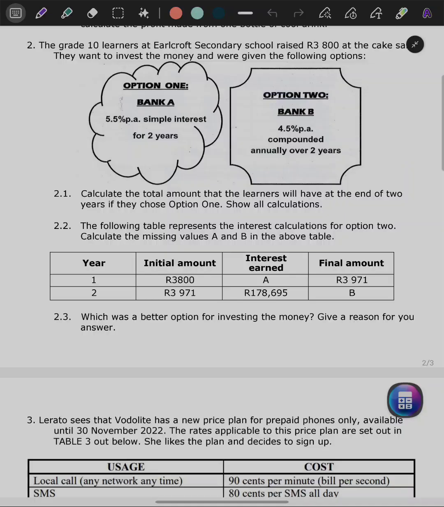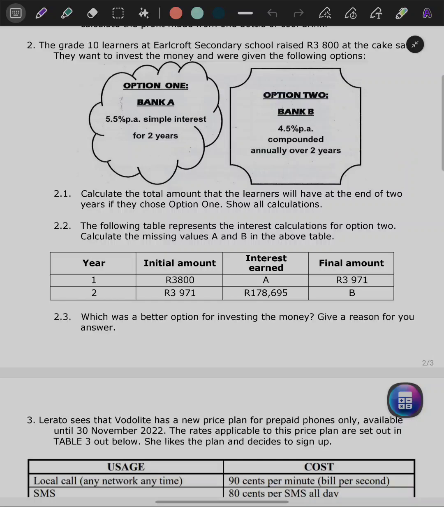You will find that some schools don't do compounding interest in grade 10, or at least we don't focus on it until grade 11. So don't overly stress about the compounding interest too much. Simple interest is much more common for grade 10, and then we focus more on compounding in grade 11. But let's see what they're going to ask us about first.